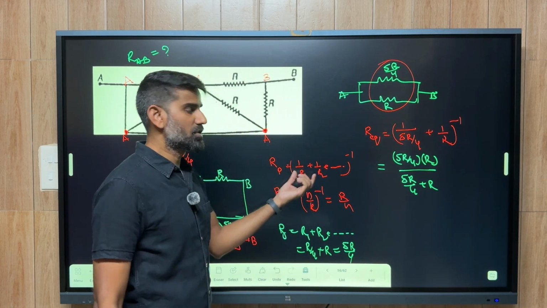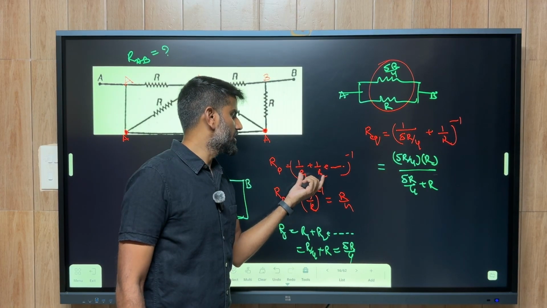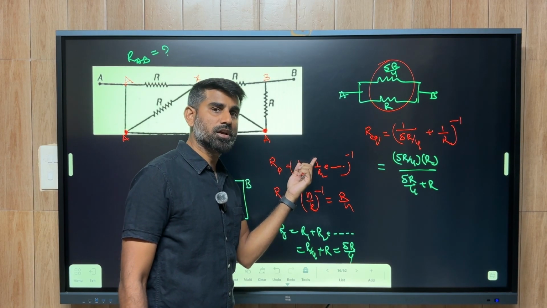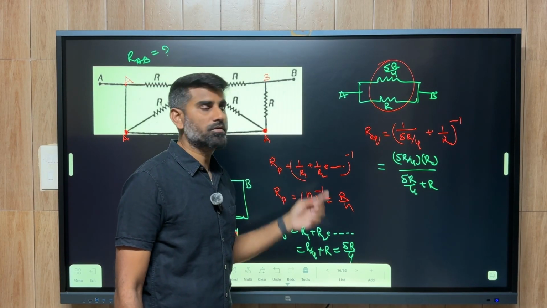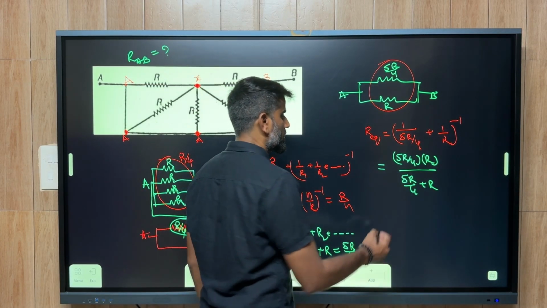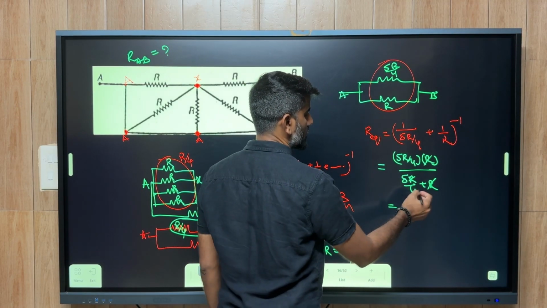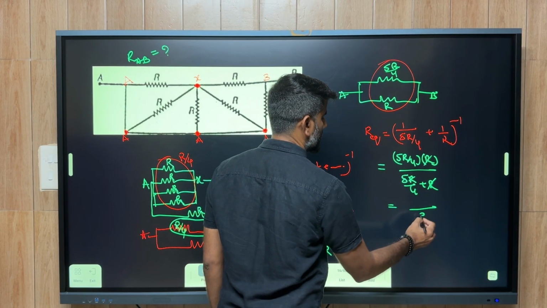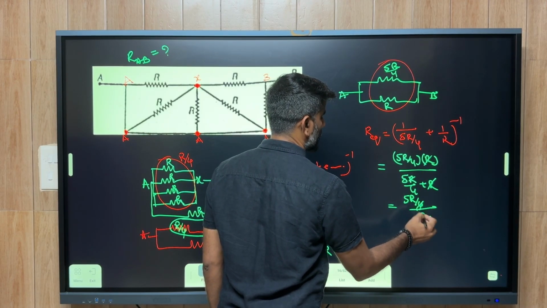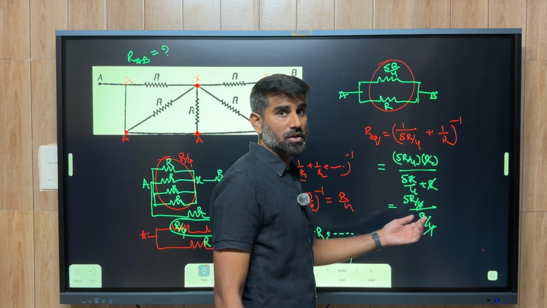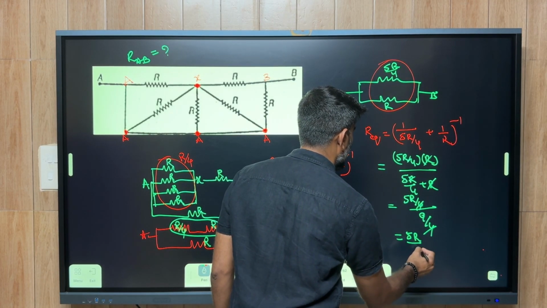Because if we have two resistors R1 and R2 and I simplify it, in the numerator I will get R2 plus R1. If I take the reciprocal, then what am I getting? R1 R2 by R1 plus R2. If I use that formula directly, one R will be cancelled. So what am I getting here? In the denominator I am getting 9 by 4. In the numerator I have 5R by 4. The 4 in the numerator and denominator cancels out. So what am I getting? 5R by 9.